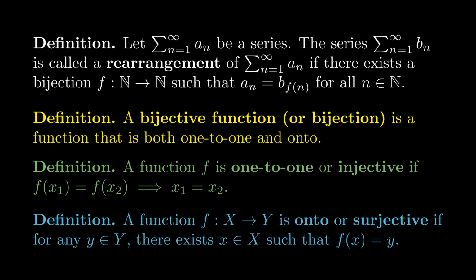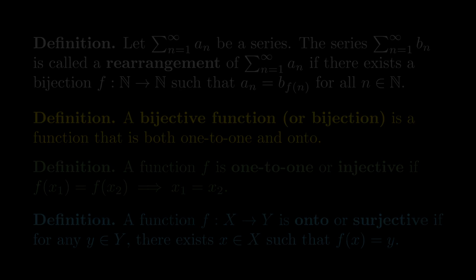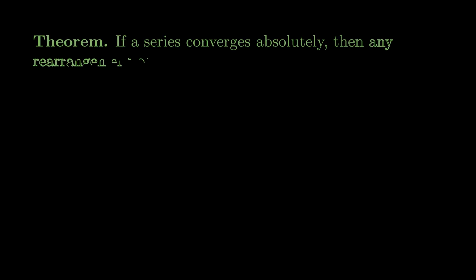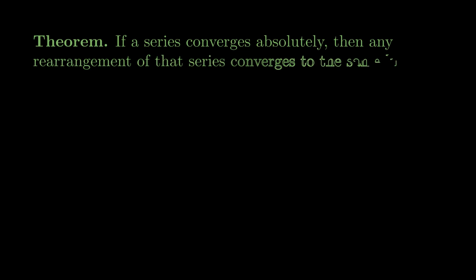So returning to the definition of rearrangement, our statement that a sub n is equal to b sub f of n formally specifies that all of the terms in the original series must show up in the new series, and they must show up exactly once. With these definitions in place, we can state our main theorem regarding rearrangements. If a series converges absolutely, then any rearrangement of that series converges to the same limit.